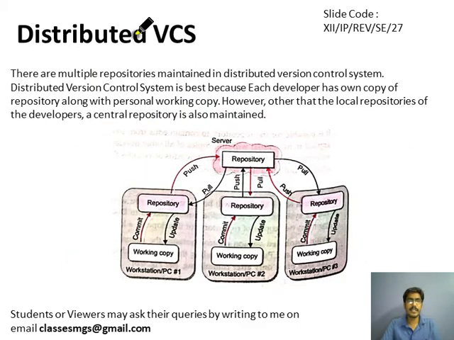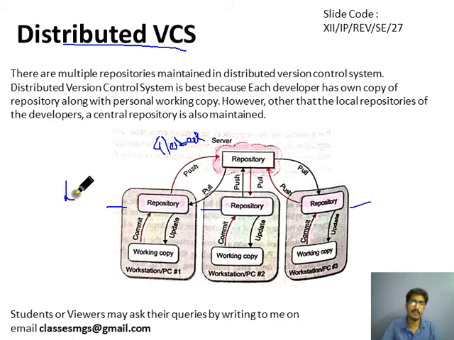Now we will see another type, the distributed version control system, in which there will be multiple repositories. Let's suppose there will be a global repository. This is the global repository, and these are the local repositories.